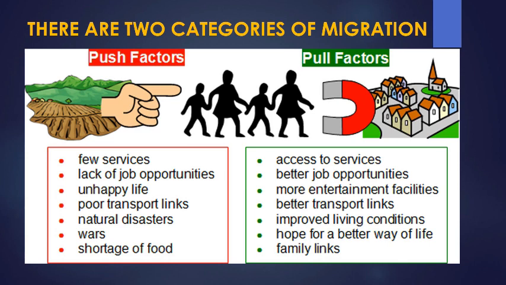Pull factors. Pull factors means the factors which attract the migrant and settling down at some other place. So here what are the pull factors which make people to migrate? It could be access to services, better job opportunities, more entertainment facilities, better transport links, improved living conditions, hope for a better way of life, as well as the family links.